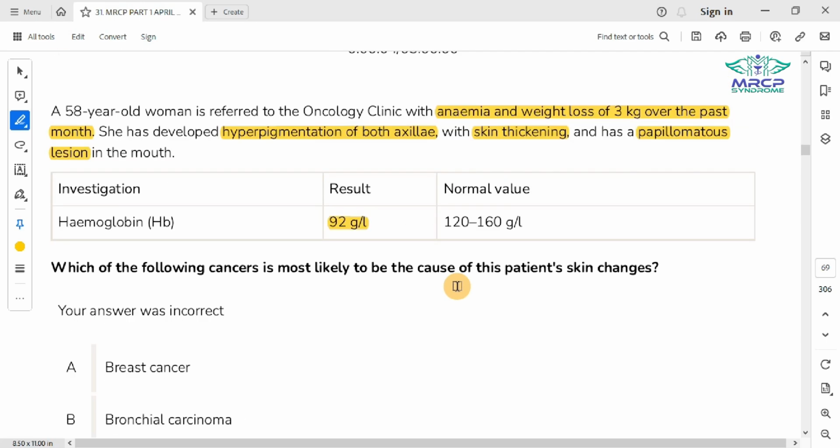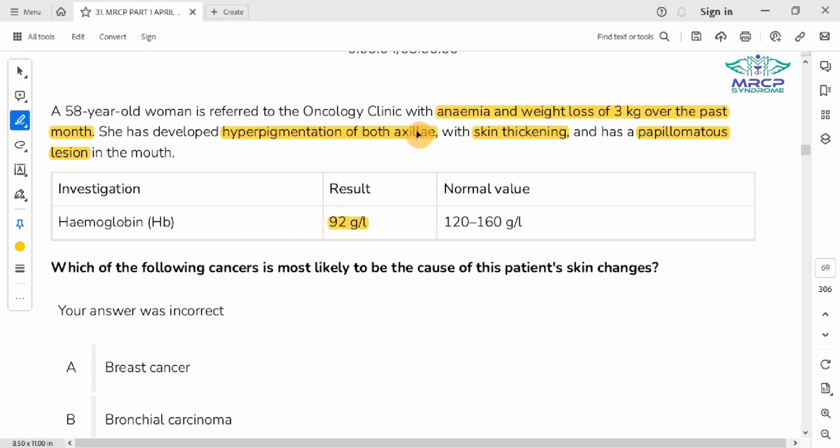A 58-year-old woman is referred to the oncology clinic with anemia and weight loss of 3 kg over the past months. She has developed hyperpigmentation of both axilla with skin thickening and has papillomatous lesions in the mouth. Hemoglobin level is low. So what is most likely to be the cause of the patient's skin changes?